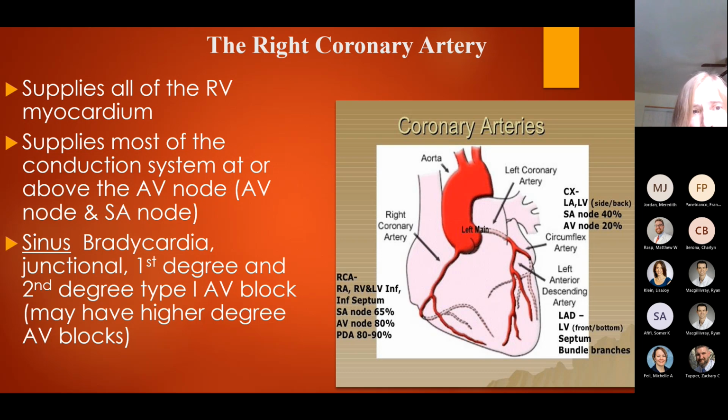It supplies all of the right ventricle, and most of the conduction system above the AV node, or at the AV node and SA node. So what happens if this artery is infarcted? You would look for sinus bradycardia, junctional rhythm, and first and second degree block type 1.